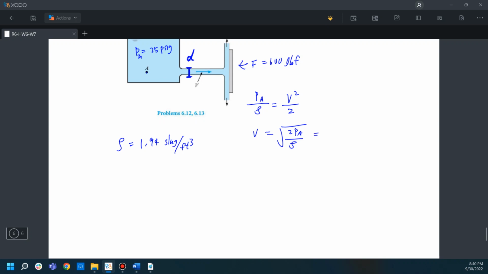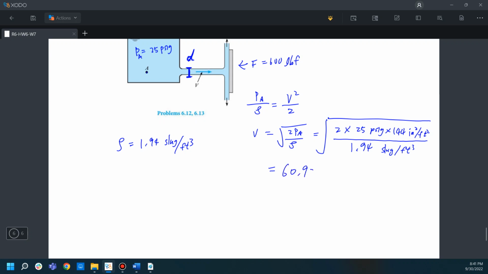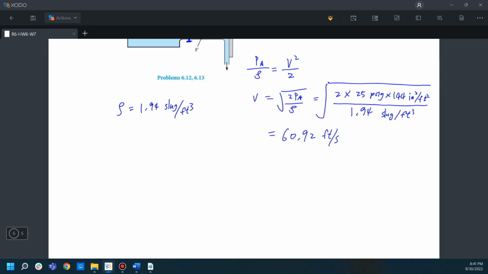Plugging in numbers, that's 2 times 25 psig, and you do the unit conversion, 144 inch squared per feet squared, divided by 1.94 slug per cubic feet, and take the square root. This will give you 60.92 feet per second. Okay, now we have the V.